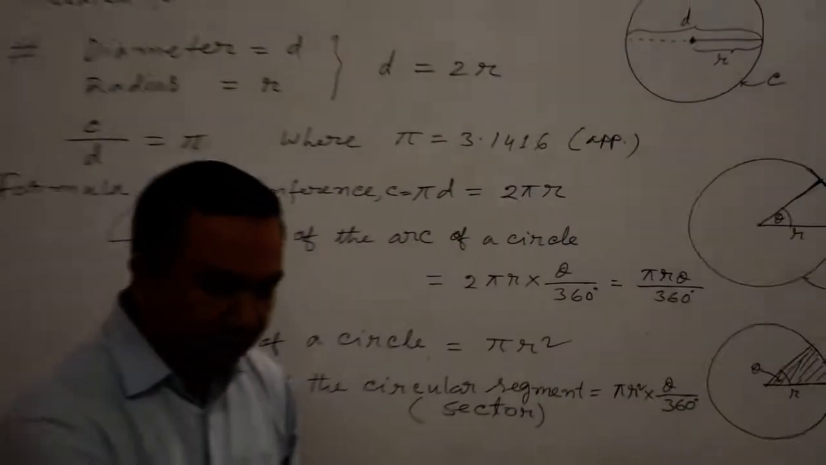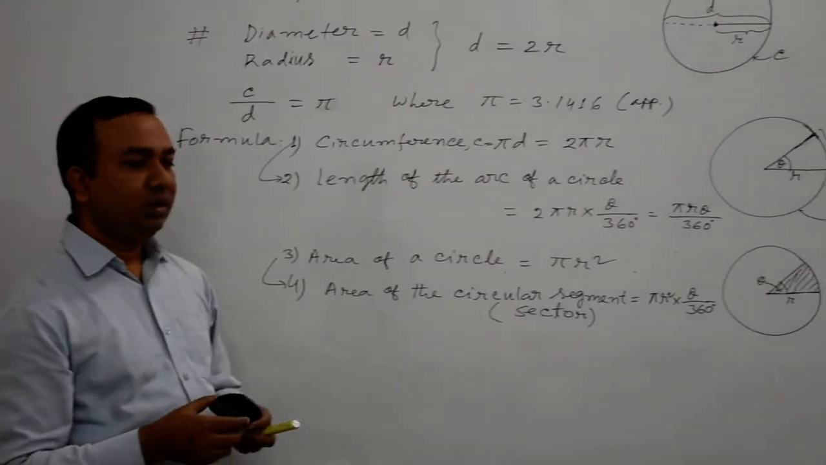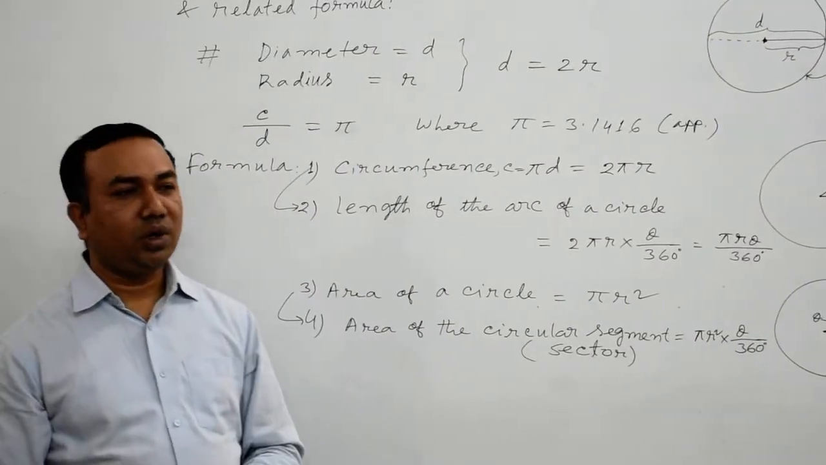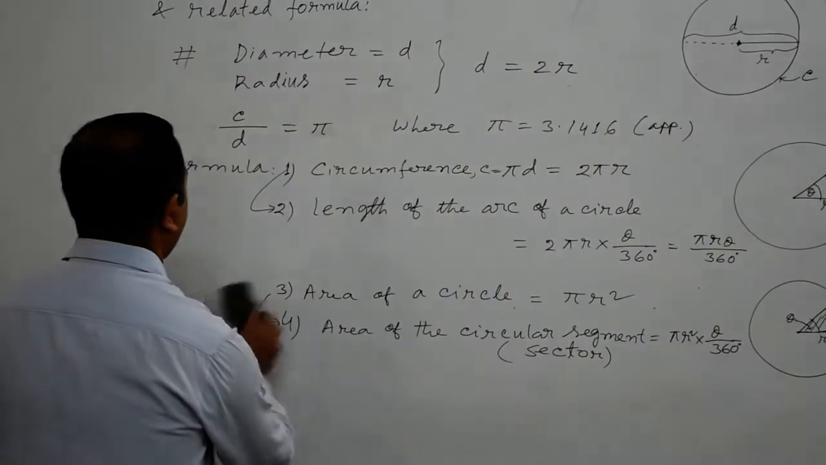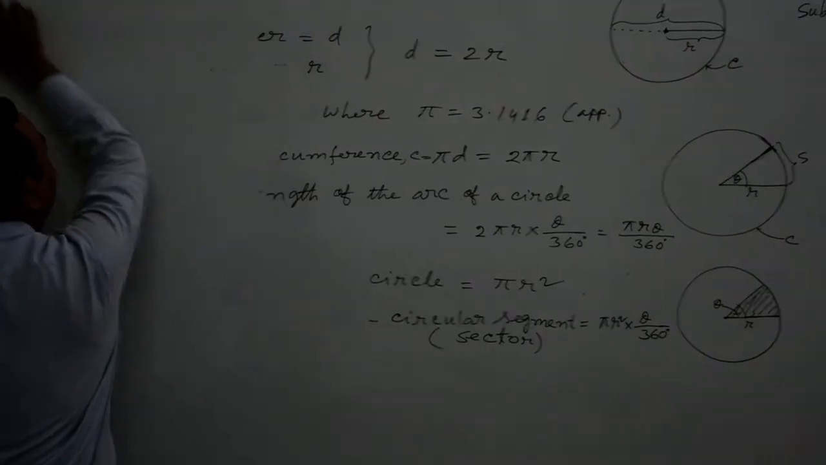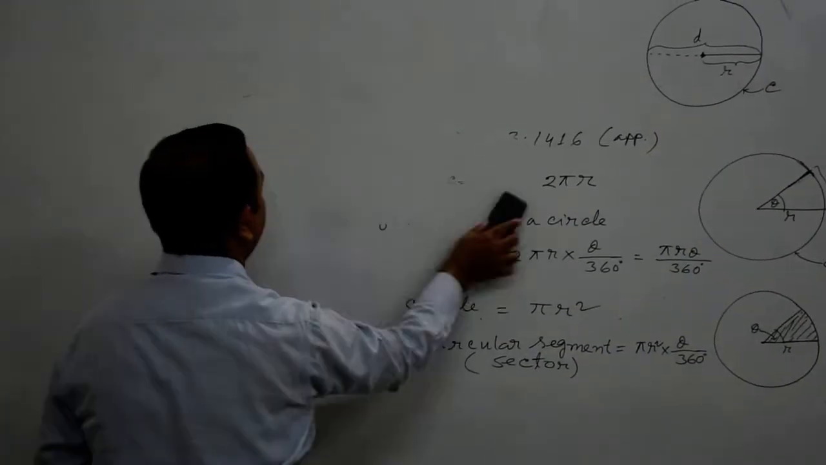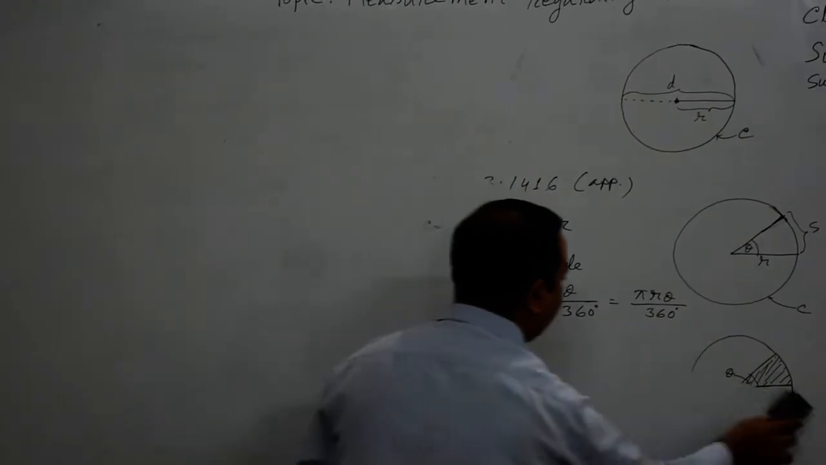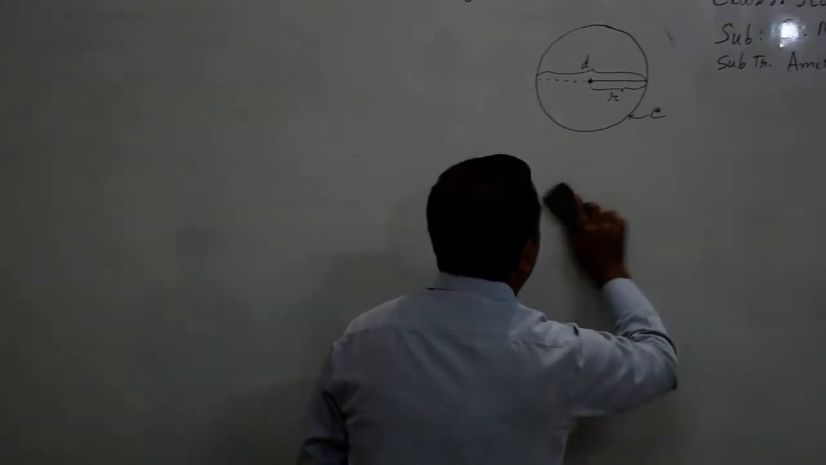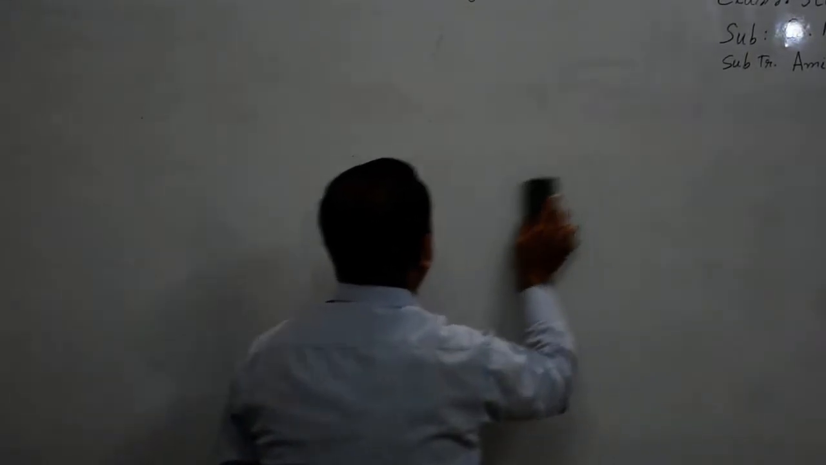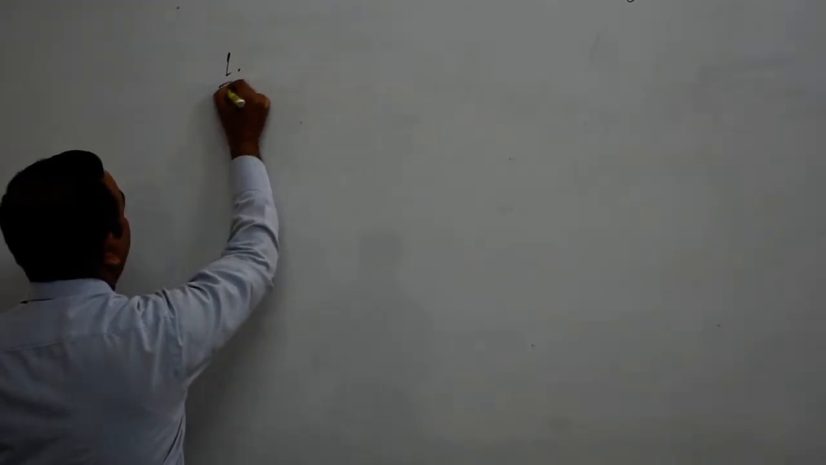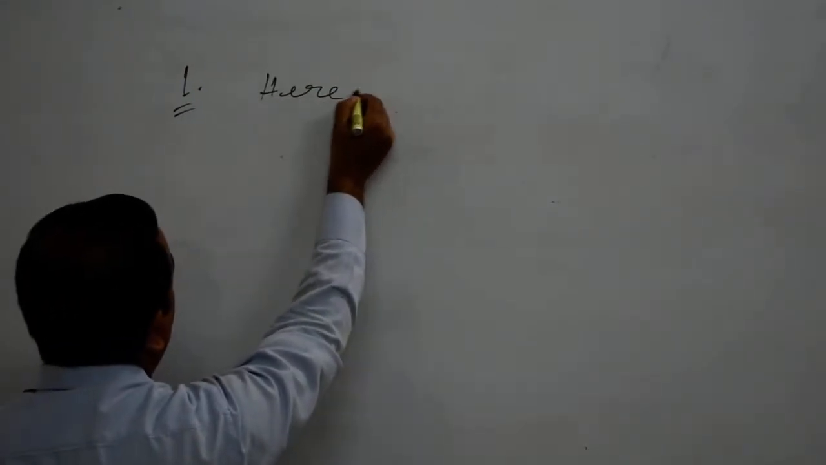Actually, from the question, at first you will collect the information: which things are given and which is wanted. So I am trying to solve this problem. Question number 1. Try to see the question again and try to understand in which way you will solve this problem. What is the given information here?